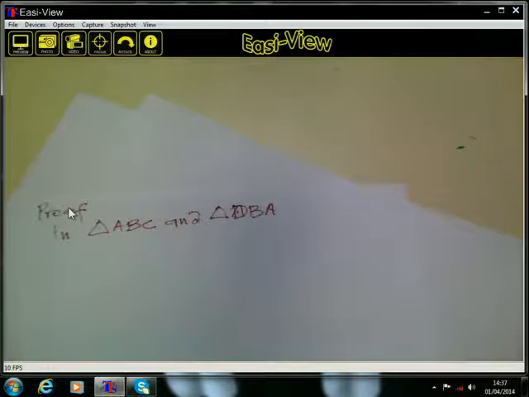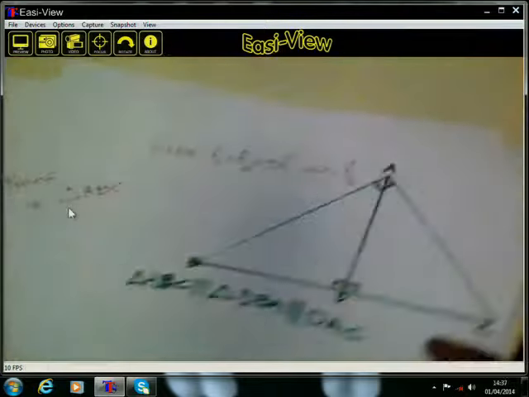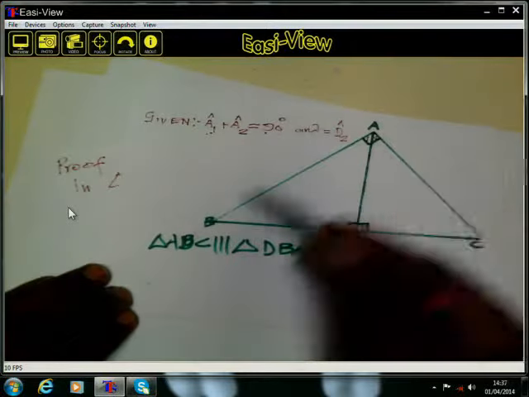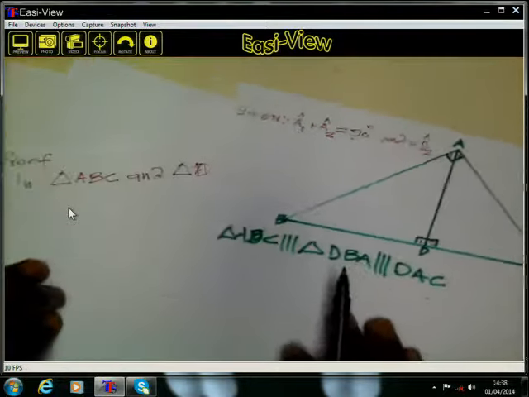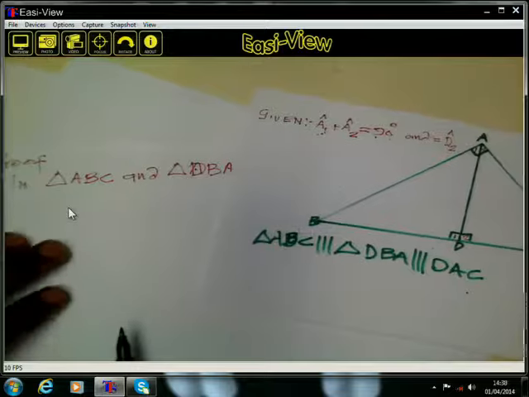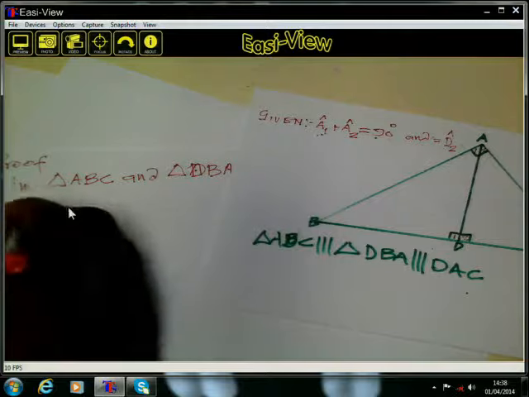Fine. In the bigger triangle ABC, maybe I should not remove this so that we are always looking at it. Right, I would prefer to use this one. If you look at the bigger triangle ABC with triangle DBA, what is it that we can source out? The first thing we realize we can talk about, for the bigger triangle ABC, is angle A.